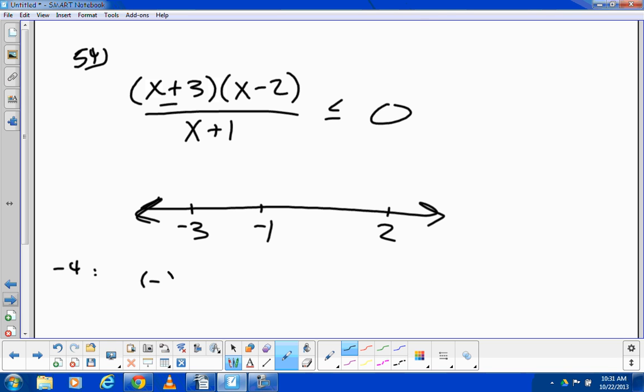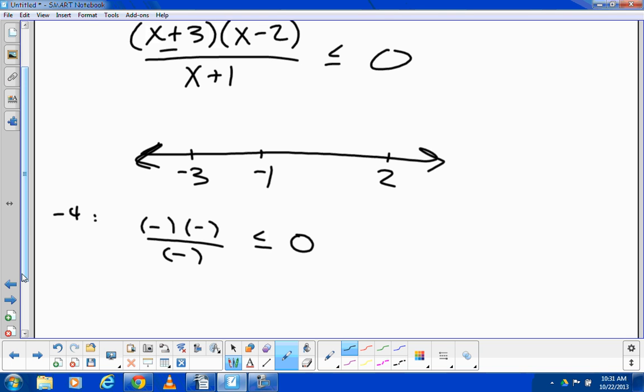Negative. -4 plus 3 would be negative. Now what about -4 minus 2? Negative. Okay. And then -4 plus 1? Negative. Now all this is supposed to be less than or equal to 0. So let's see if it's true. Now, a negative times a negative would be a positive, and then a positive divided by a negative would be a negative. So we got a negative is less than or equal to 0. That's true. So the first interval works.